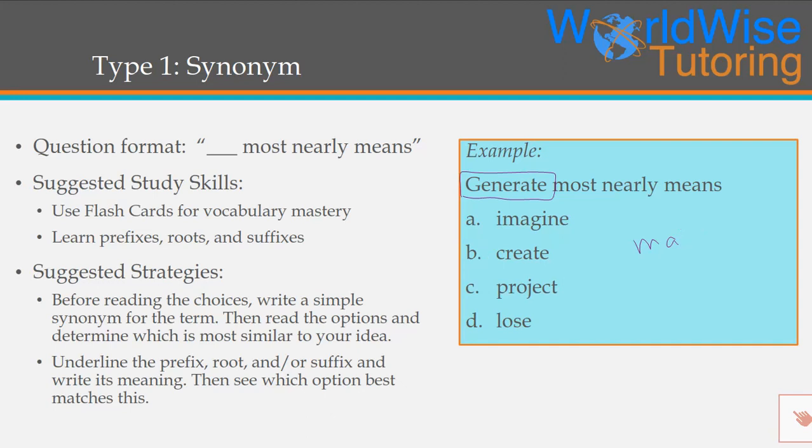If you don't know the word at all, you can use your knowledge of prefixes, suffixes, and roots to help you still answer the question. That's what my second strategy reviews. You can underline the prefix, root, or suffix and write its meaning. I know that gen is the same prefix used in Genesis and generation, which means new or next. Now I'm going to look through my answer choices and see which best matches this. Looking through the choices, I see that create is the best one that correlates with my prediction of new and next.